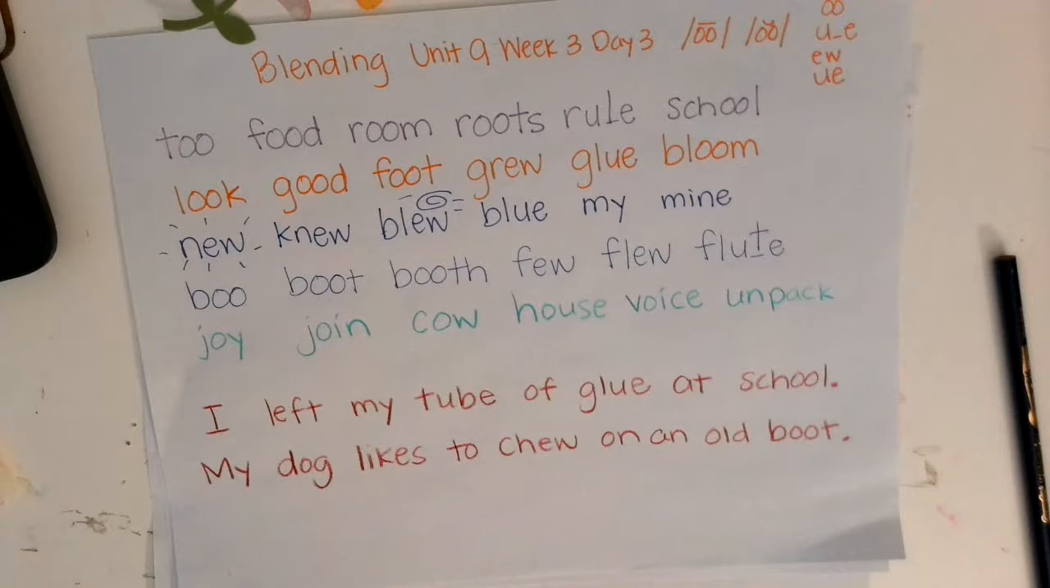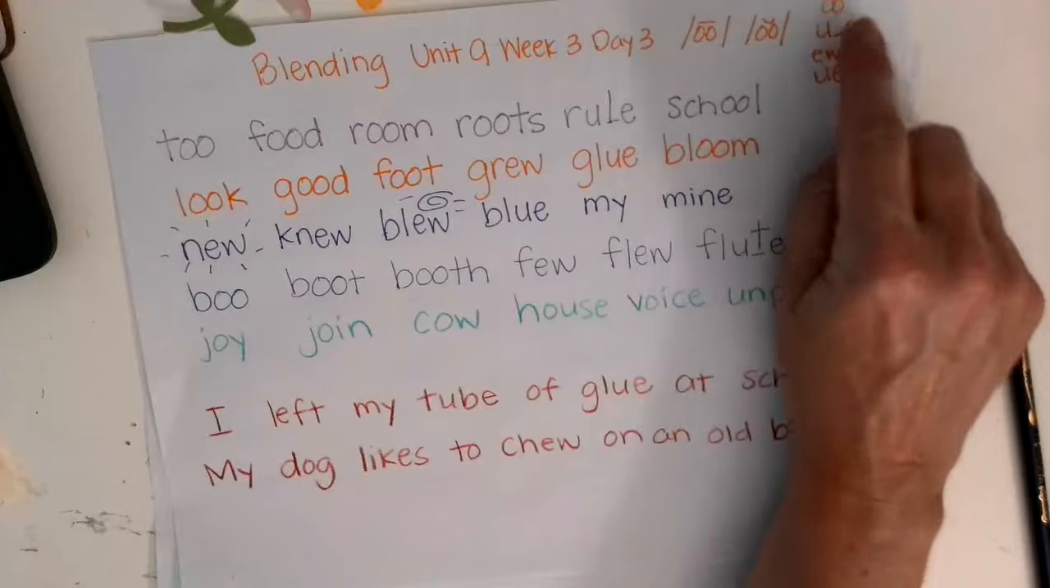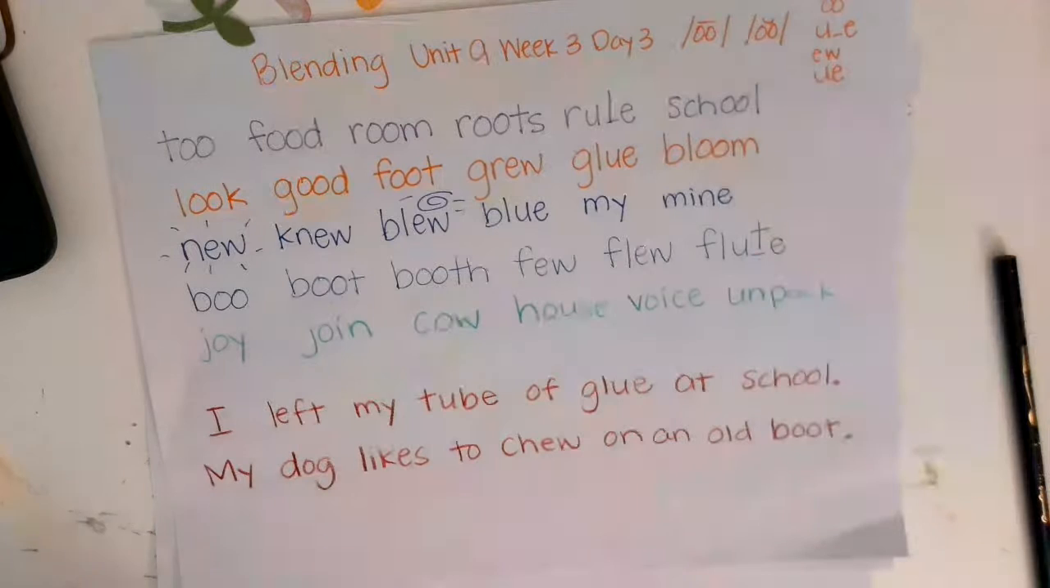All right, my loves, you did fabulous reading our oo and words, and you noticed the spelling patterns of oo, U letter E, EW, and UE. Great job.